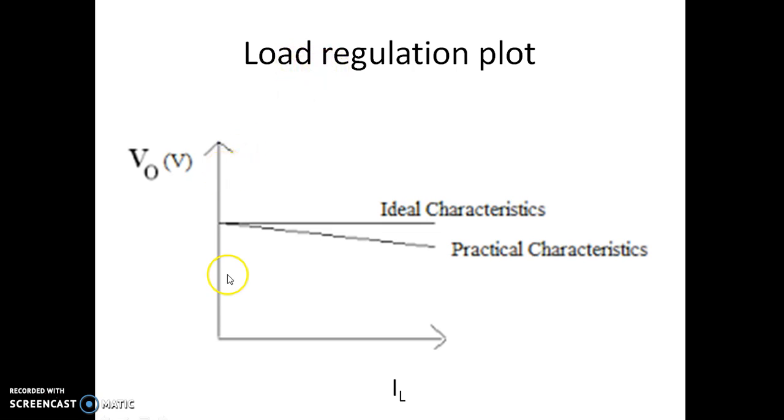In case of the load regulation plot, when the load current IL is 0, the output voltage is some constant value. Under ideal characteristics, even if the load current increases from 0 to a larger value, the voltage should not change. But in the practical characteristics, as the load current increases, naturally the output voltage starts reducing. So this is a typical load regulation characteristic of a regulator. Ideally, it should remain constant even if the load changes from 0 ampere to a larger current. But practically, the output voltage decreases as the load current increases.